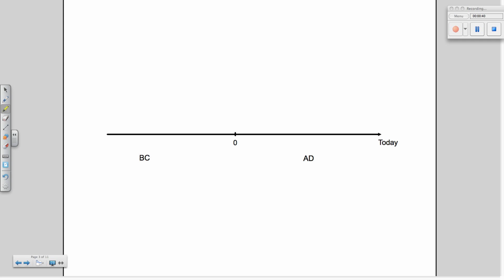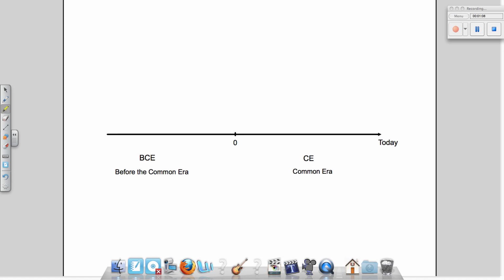Understandably, this method has a large Christian bias, so today many historians and other academics have renamed BC and AD with BCE and CE. BCE stands for before the Common Era, CE stands for the Common Era. This is also somewhat problematic because there's no real rhyme or reason to what begins the Common Era, but at least it does have less bias. You'll probably be seeing both of these terms in your reading and in your research.